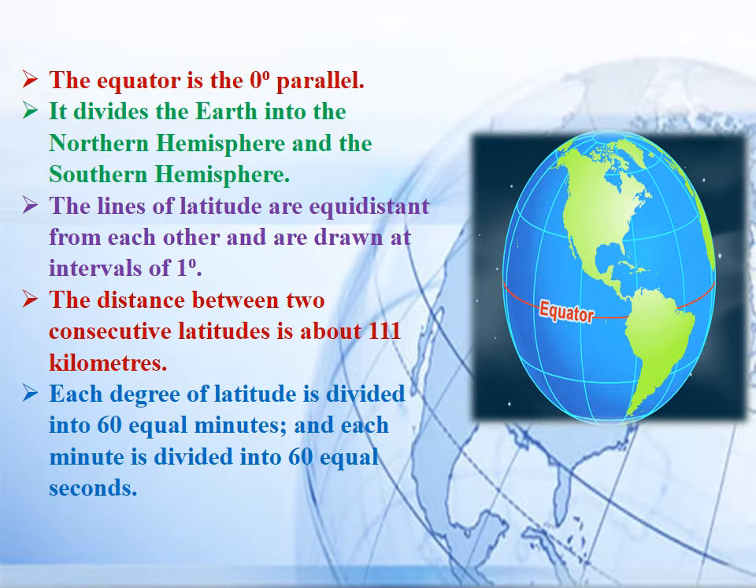The equator is the 0-degree parallel. It divides the earth into the northern hemisphere and the southern hemisphere. The lines of latitude are equidistant from each other and are drawn at intervals of 1 degree. The distance between two consecutive latitudes is about 111 kilometers. Each degree of latitude is divided into 60 equal minutes, and each minute is divided into 60 equal seconds.